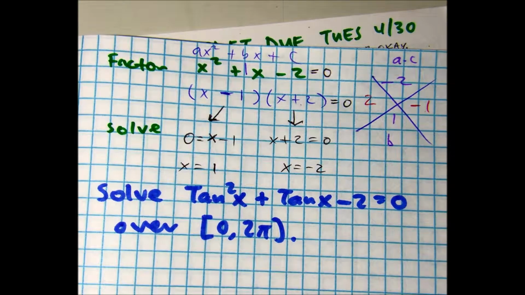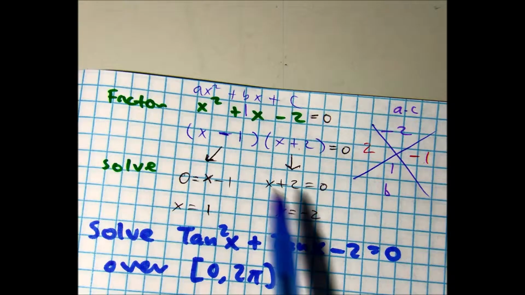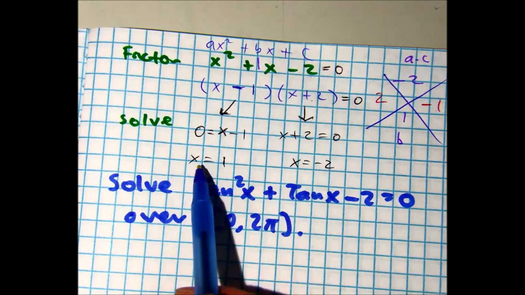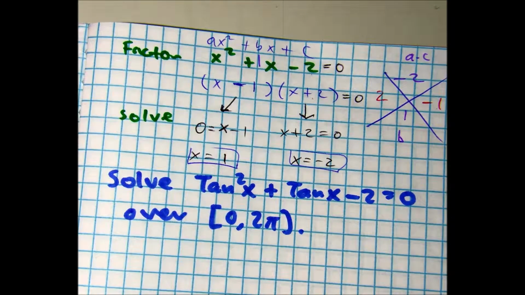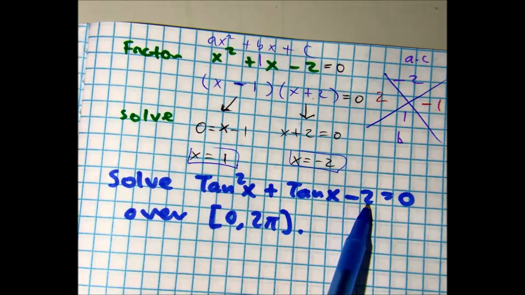Alright, so for your warm-up, you just factored a problem. You factored x squared plus x minus 2, and when you solved it, you got x equals 1 and x equals negative 2. Now, if you think about it, here in green and this equation in blue are very similar, aren't they?